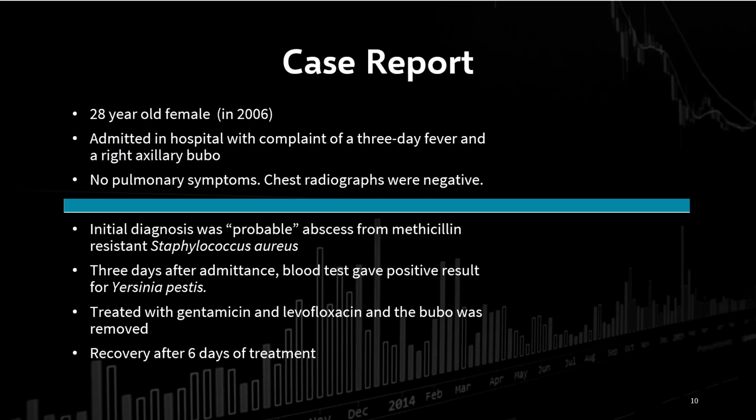A case report: there was a 20-year-old female in 2006. She was admitted to the hospital. She had fever for 3 days and she had a bubo under her right arm. At first, they thought she had an abscess from methicillin-resistant Staphylococcus aureus and not a bubonic plague bubo. After 3 days, they gave her a positive result for Y. pestis. She was treated with gentamicin and levofloxacin, and the bubo was completely removed. She recovered after 6 days of treatment.